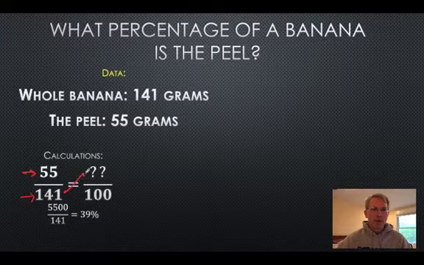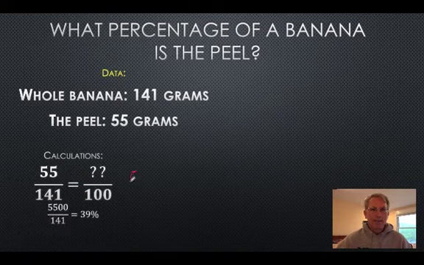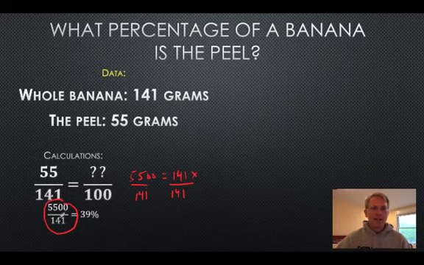So if we cross multiply, we will get 5,500, oops, let's go back here. So erase that, let's start again. So 5,500 is equal to 141x. And to get x by itself, we're going to divide both sides by 141, which will leave us right here, 5,500 divided by 141, and that is 39%. So a banana is 39% peel.